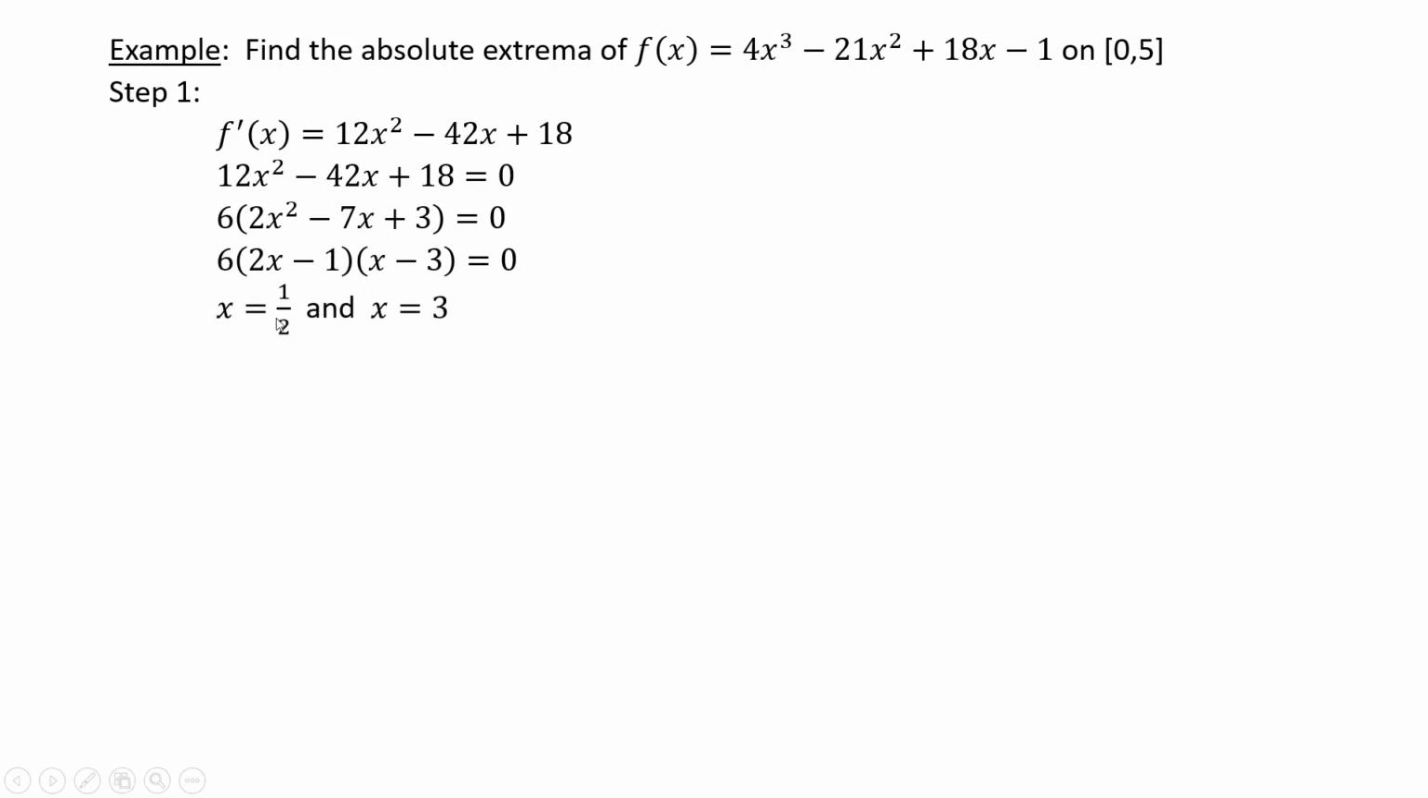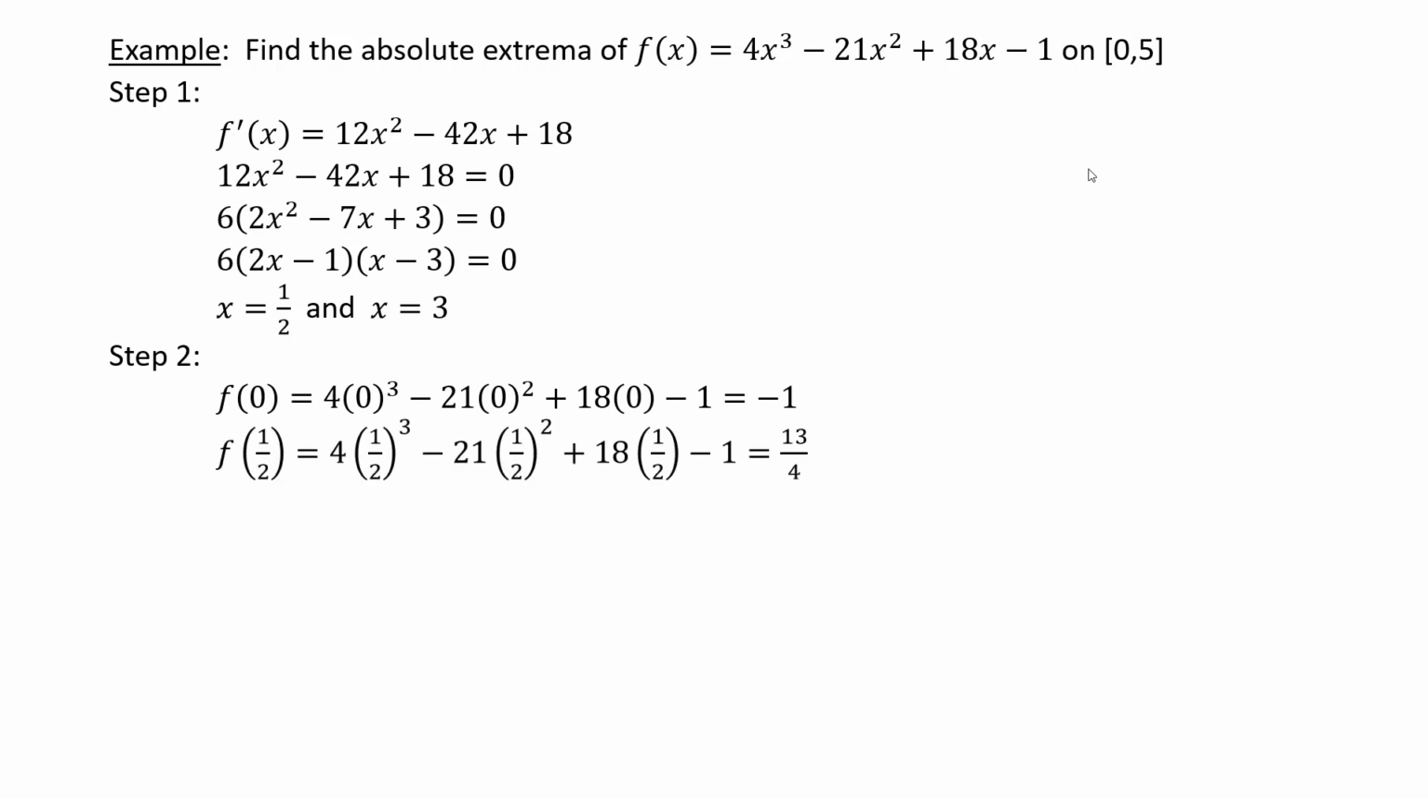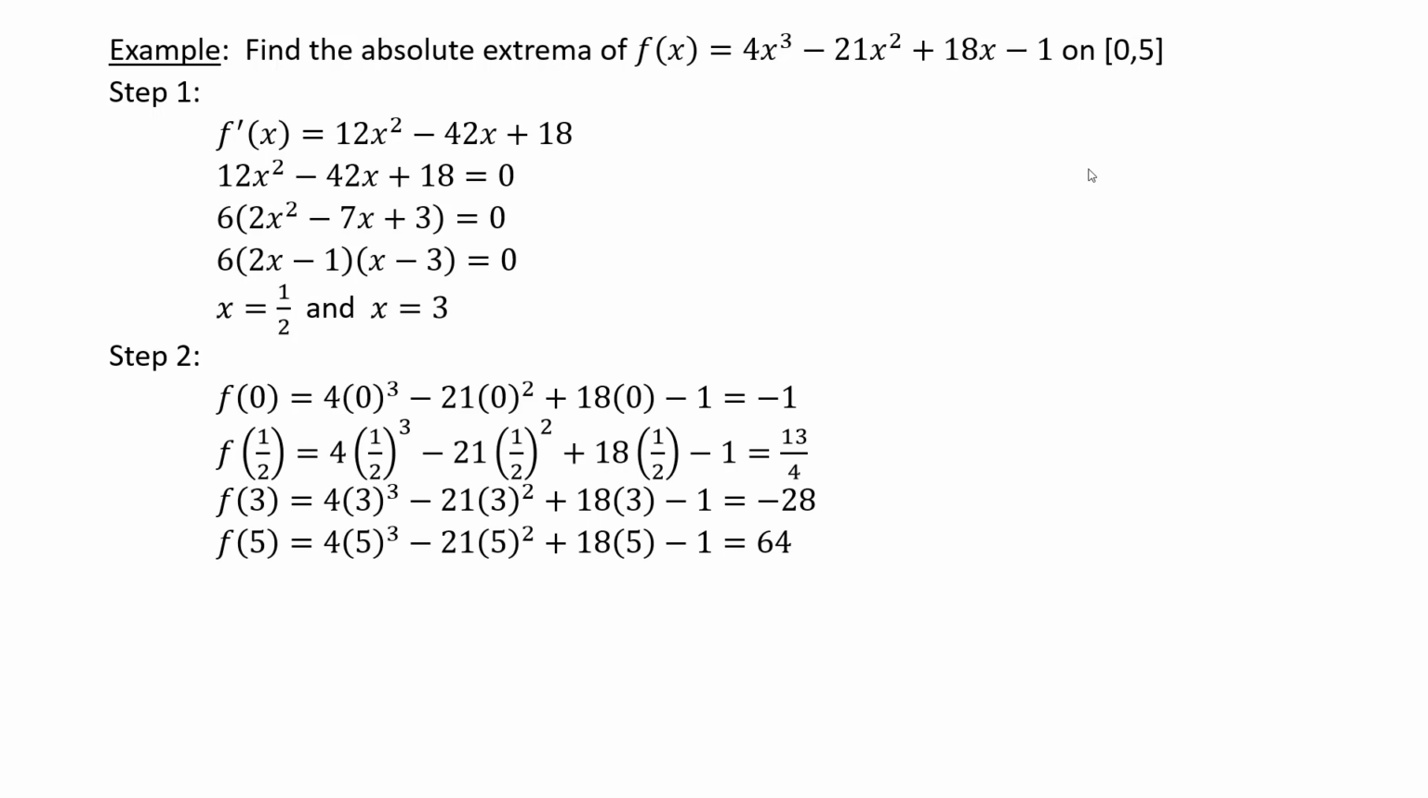So I have the critical value 1/2, which does fit in my interval, and I have the critical value 3, which does fit in my interval. So now I'm going to plug in both critical values and the endpoints. Plug in 0, I get negative 1. Plug in 1/2, I get 13/4, which is 3.25. Plug in 3, I get negative 28. And plug in 5 and I get 64.